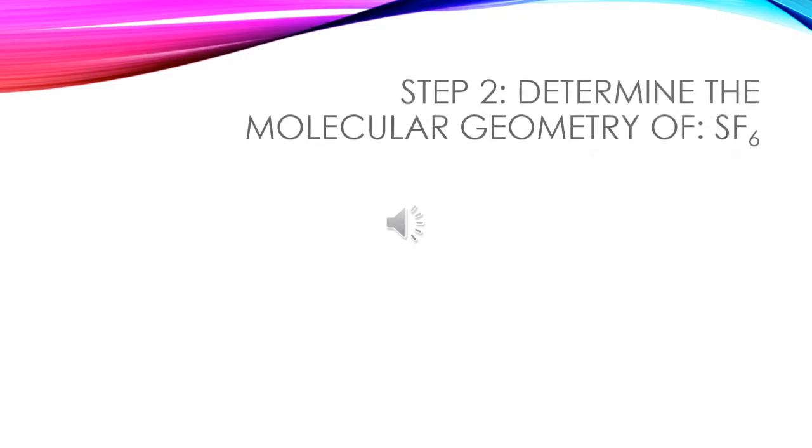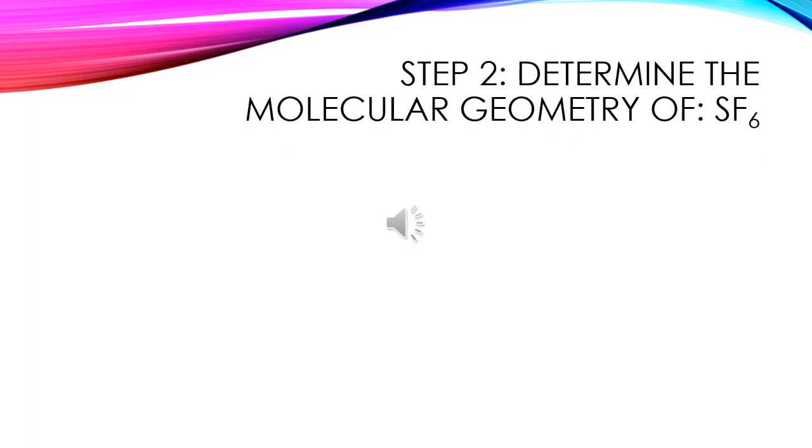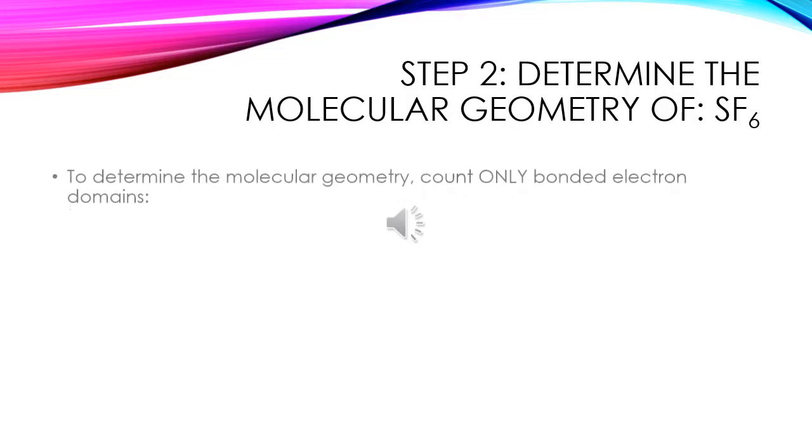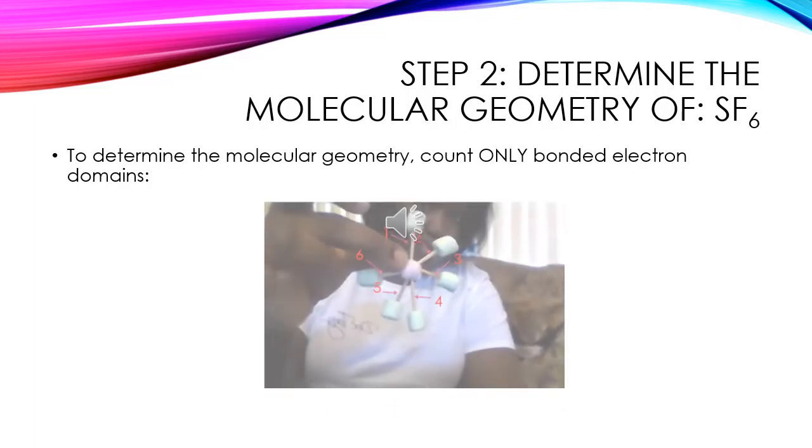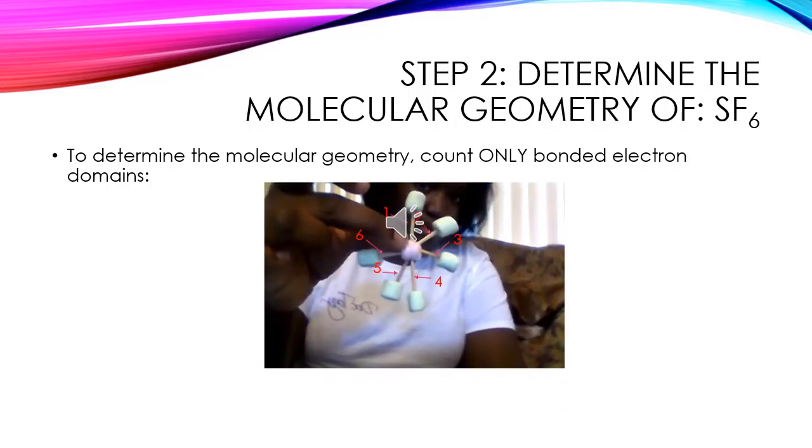For my next step, I decided to go with determining the molecular geometry of SF6. Basically, you would do the same thing as when determining the electron domain geometry, except you will only count the bonded electron domains. As you see, I have the same 6 bonded pairs labeled, which count as the 6 electron domains, and this is what we will use to determine the molecular geometry of SF6.